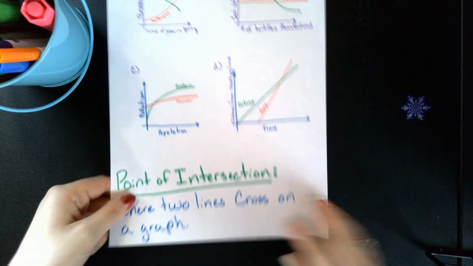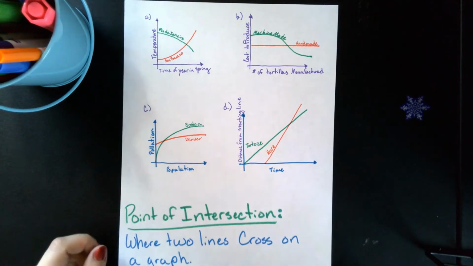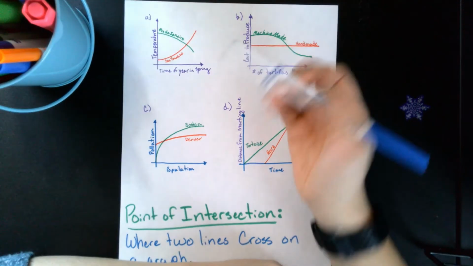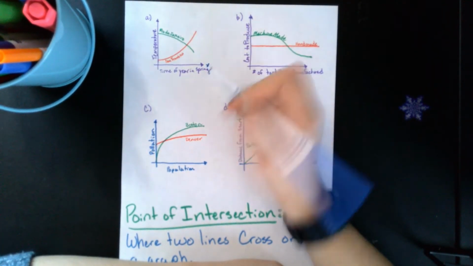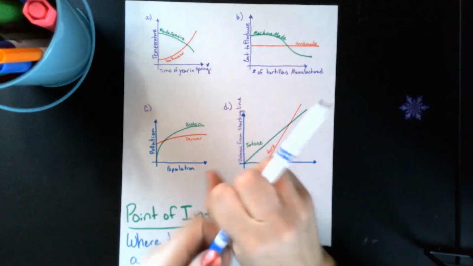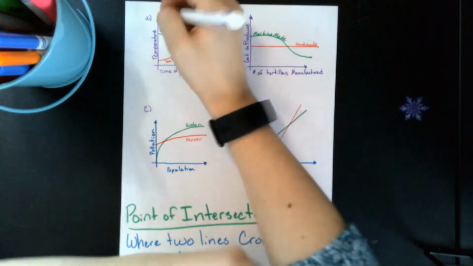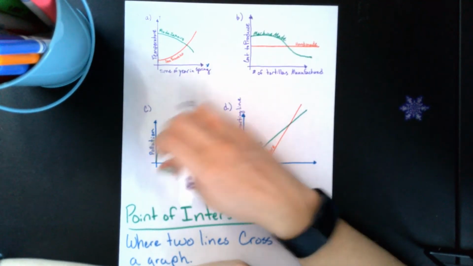So we have 4 graphs here and 4 different situations, and you're going to tell me via Nearpod what you think each point of intersection means. So we're going to start with A. I'm going to read this to you because I'm not sure you can entirely read it. So what we have is a graph. The x-axis is time of year in spring, and the y-axis is temperature. So time of year in spring and temperature.